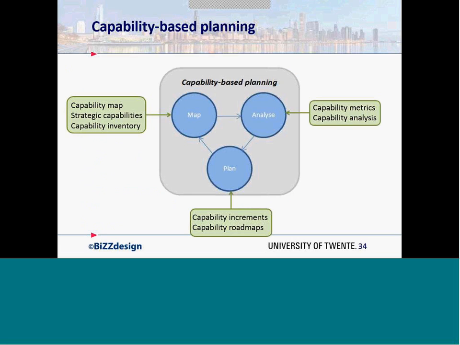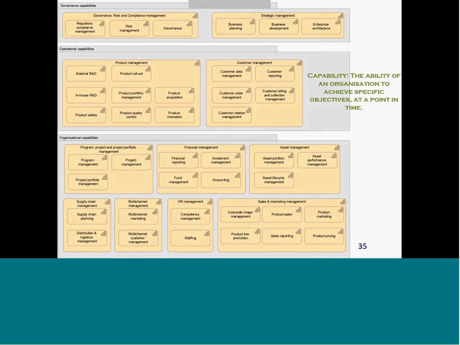The most common activities, steps for capability-based planning are mapping, analyzing, and planning. And you usually make a capability map. You define which capabilities are strategic, so which ones help a specific strategy be realized. And you define a capability inventory, like I've discussed, which is basically which elements of your architecture help realize that specific capability. You analyze capabilities by adding metrics to them and making a specific analysis, which I'll show to you later. Plan them with increments, which means small changes over time, the versions of capabilities in time. And you can put this on a roadmap so it's easily visible how it's scheduled in the future.